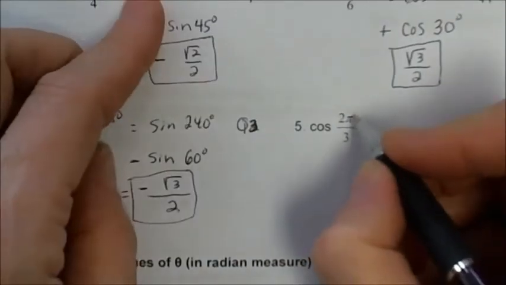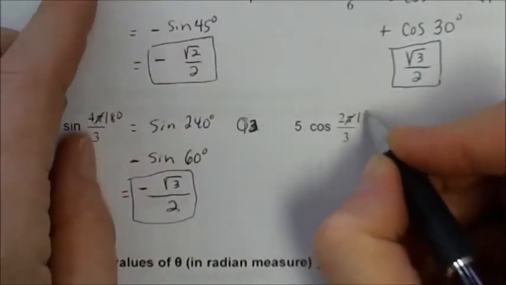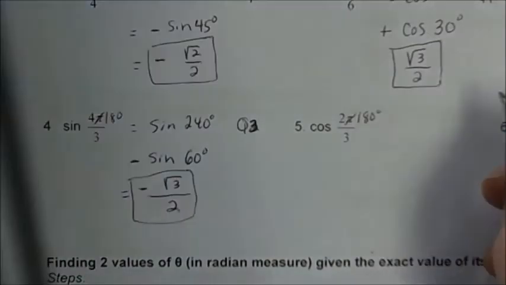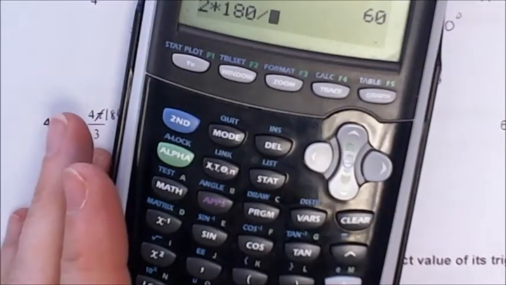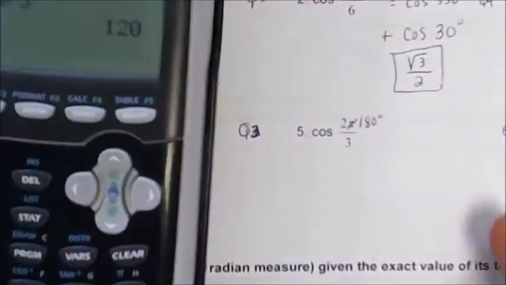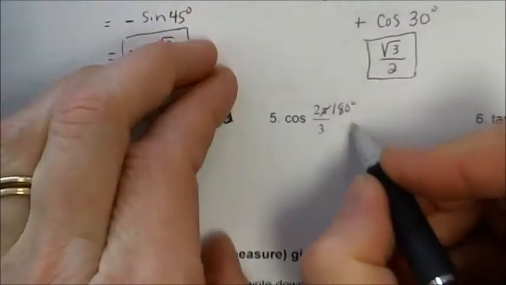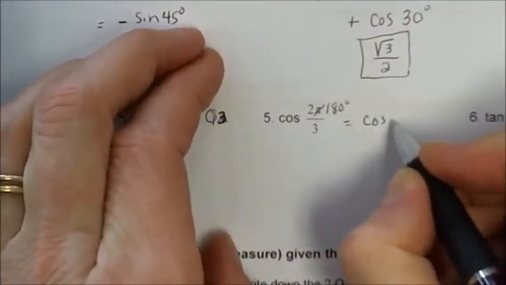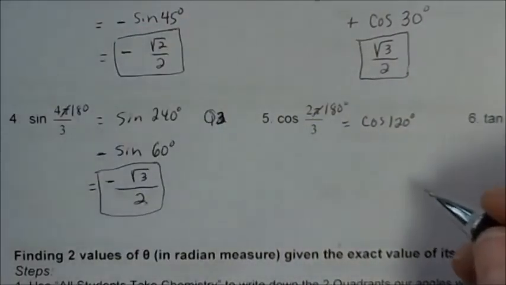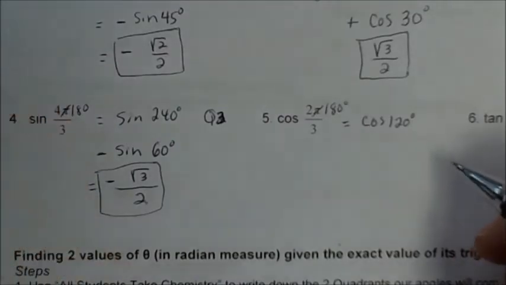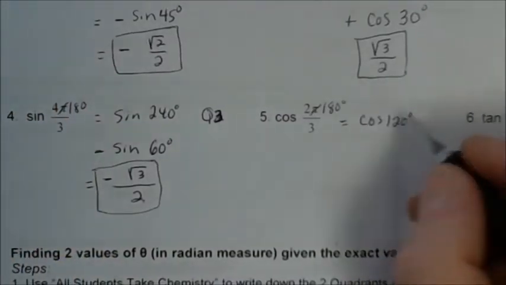The cosine of 2 pi over 3, pi radians equals 180 degrees. So we have 2 times 180 divided by 3. We've got a 120 degree angle here that we're talking about. So we're finding the cosine of 120 degrees. Now any of these you want to try on your own, be my guest. Shut off the video and try it on your own.